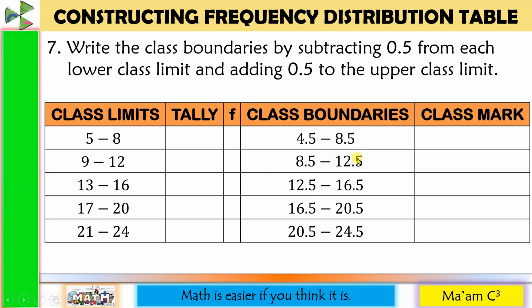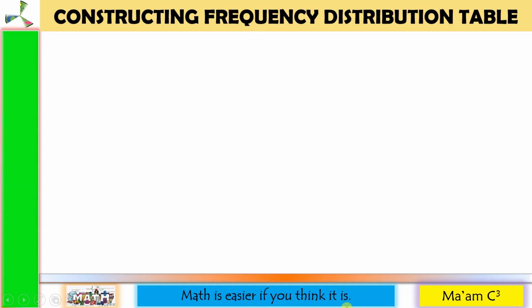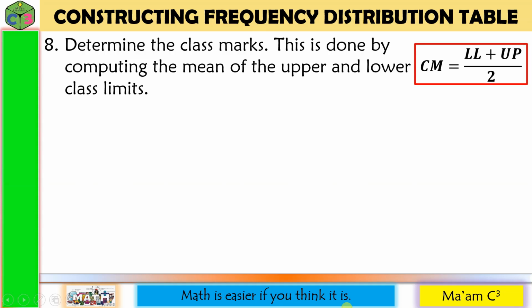Notice that these are the exact limits of each class. The previous upper class limit is the next lower class limit. 12.5 is the next lower class limit. 16.5 is the next lower class limit. 20.5 is the next lower class limit. Step 8. Determine the class mark. So we have the formula here.